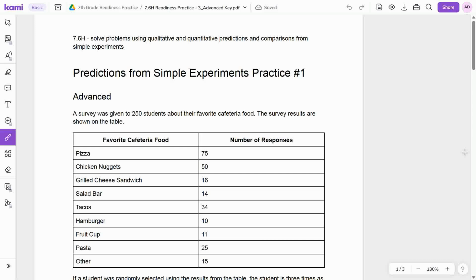Today we are looking at the 7th grade concept of predictions from simple experiments. This is 7.6H Readiness Practice, the advanced version.